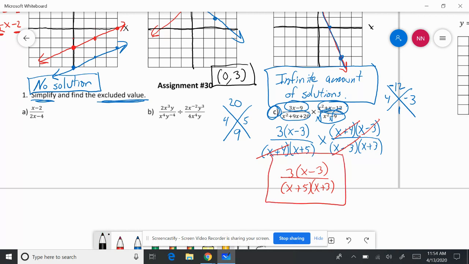Now, stating the excluded value. With the excluded value, we're looking for what gives us 0 in the denominator. This would be x cannot be negative 4. This would be negative 5. This would be 3. And this right here would be negative.